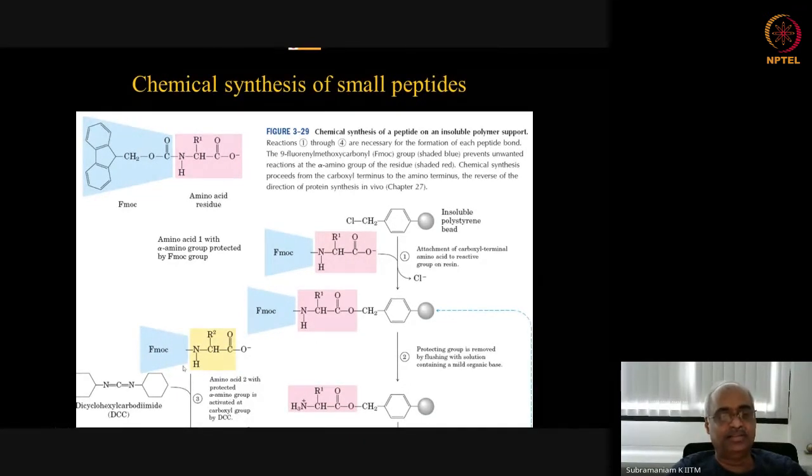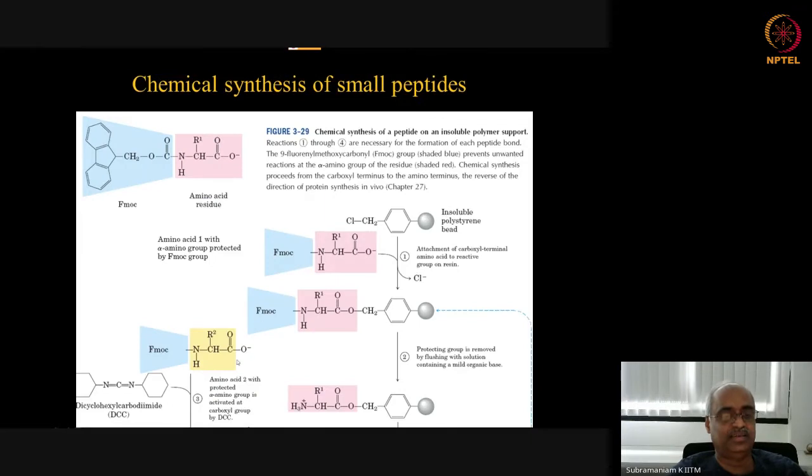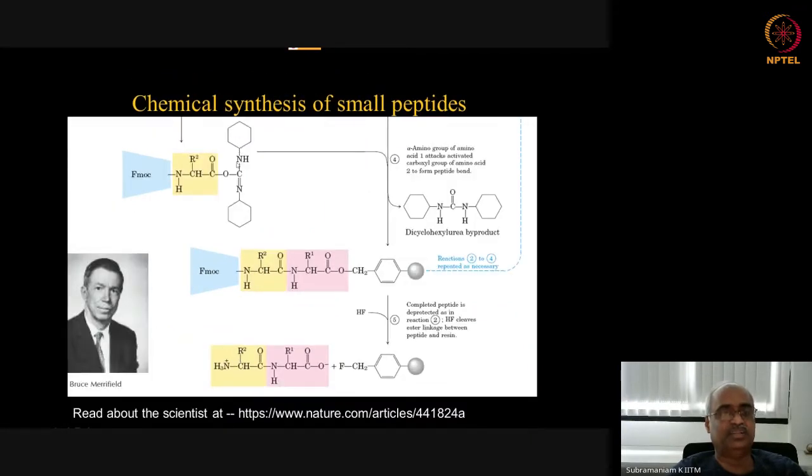One, the next incoming amino acid, its carboxyl group needs to be energized or activated, and that is done by combining with this dicyclohexyl carbodiimide or DCC. The product is there in the next slide. And similarly, you need to... so that leads to the formation of this. Okay, so this DCC reacts with this carboxyl group, and this is a reactive group, and this is remaining protected with the FMOC.